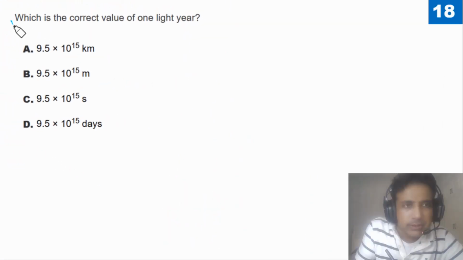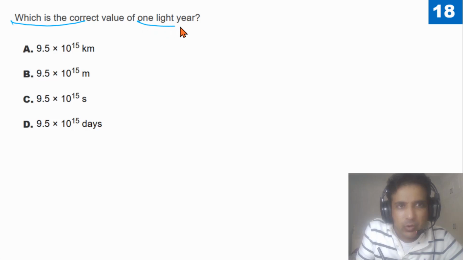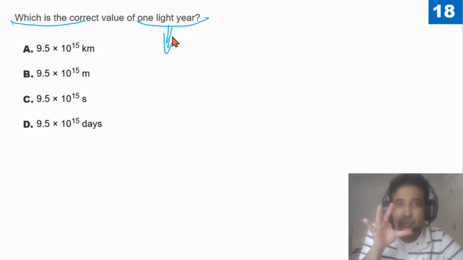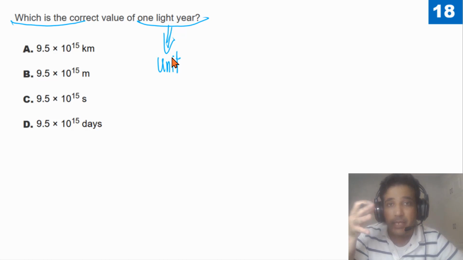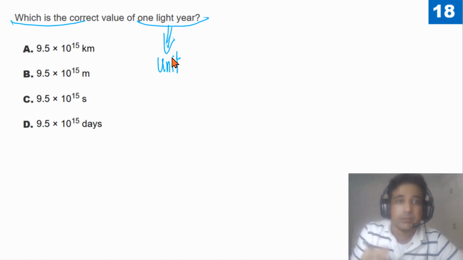Question number 18 says, which is the correct value of 1 light year? So first thing we need to understand, light year is a unit of distance. So you have to be very clear. Some students often confuse this one. Light year is a unit, not a quantity. Light year is a unit of distance, and distance is the quantity.